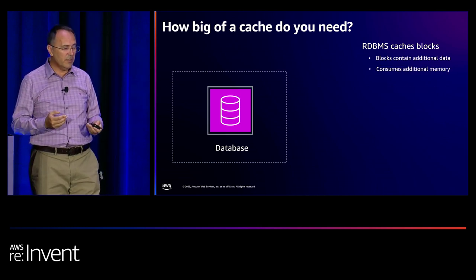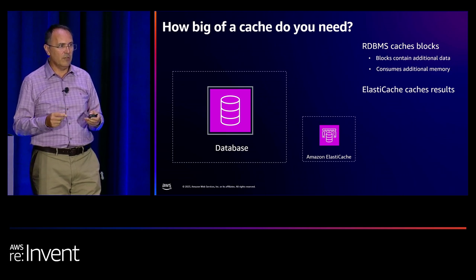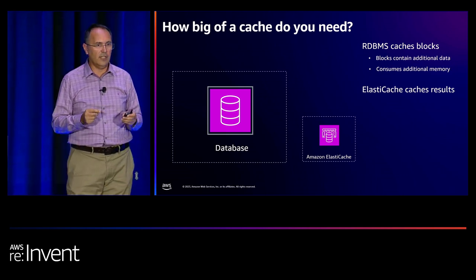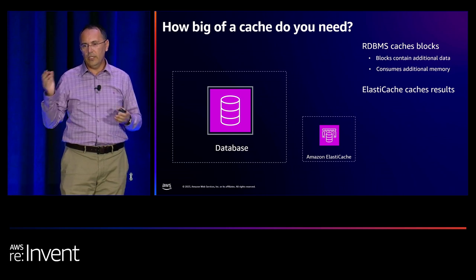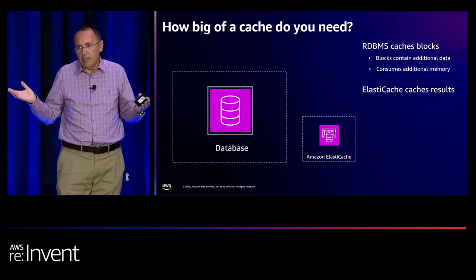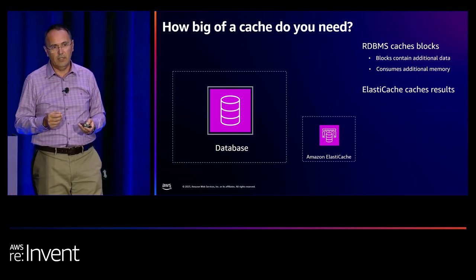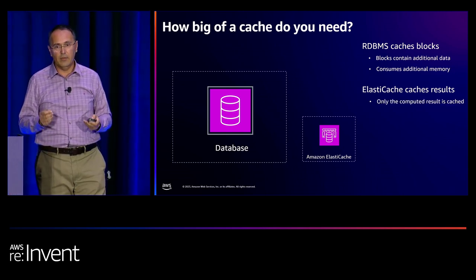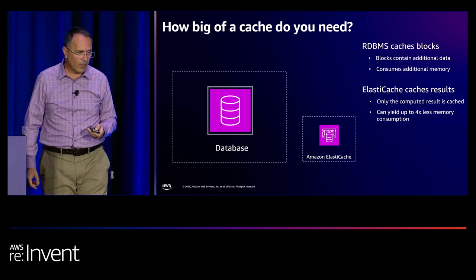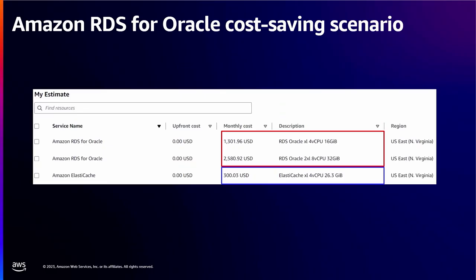So comparatively speaking, if you use a caching service, when you cache just the result set of your query result, all that overhead is not there anymore. So your cache, based on our experience, is often a quarter of the size. So you don't have to put in a very big cache to get the same benefit. So now let's look at some financial options here.